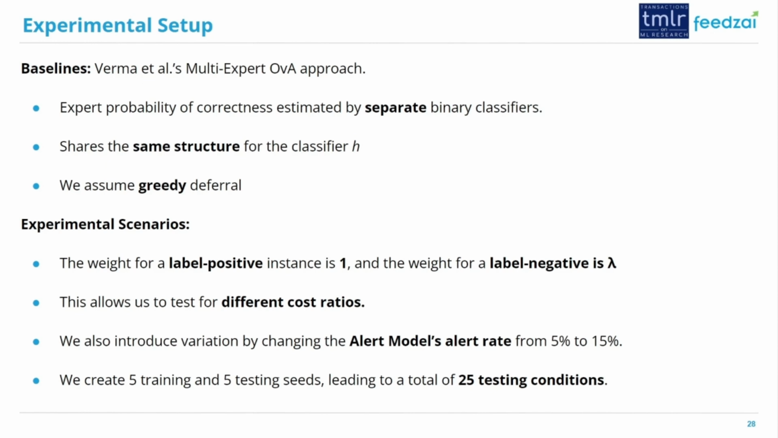For our experimental scenarios, we assume that the weight for a label positive instance is 1 and the weight for a label negative is lambda, allowing us to test for different cost ratios. We also introduce variation by changing the alert model's alert rate from 5% to 15%. As we have created 5 training and 5 testing seeds, this leads to a total of 25 testing conditions.